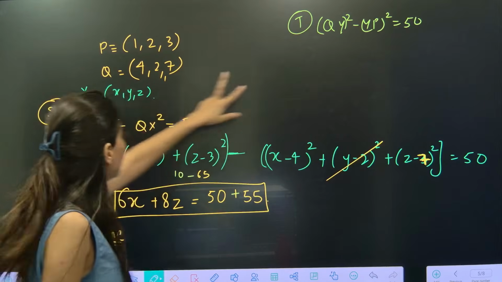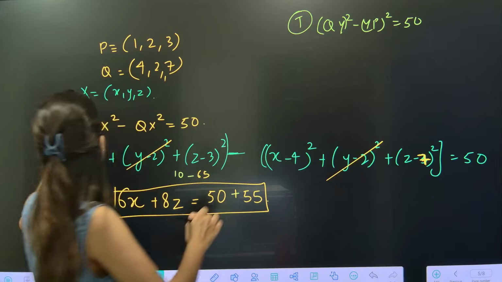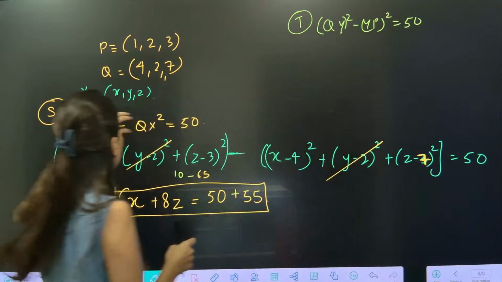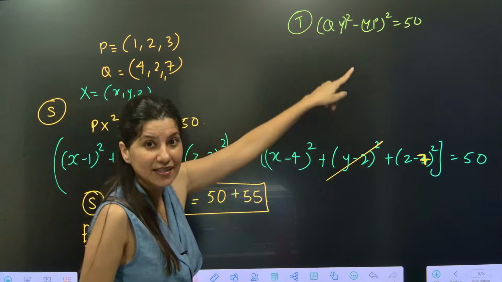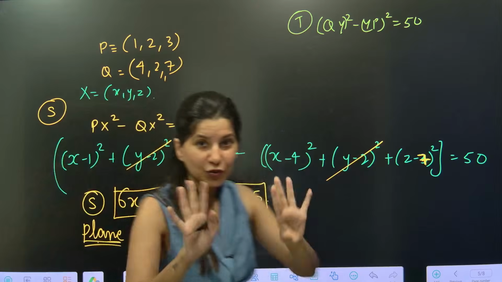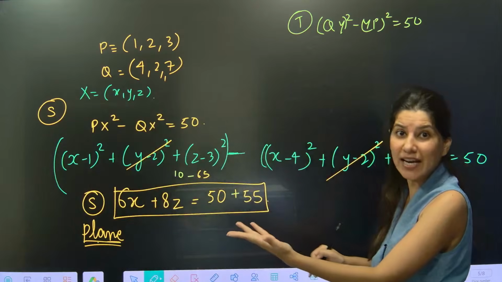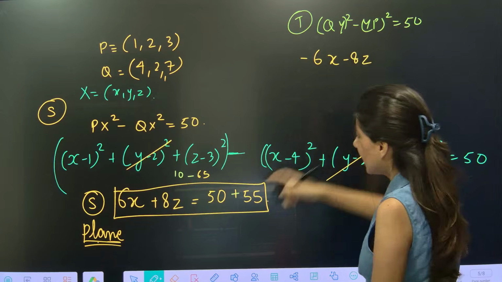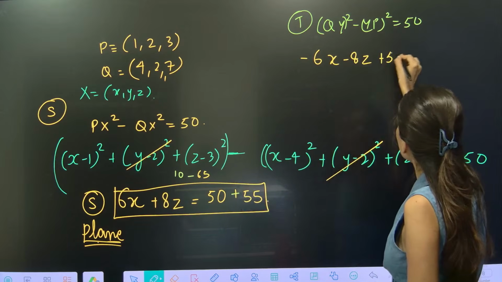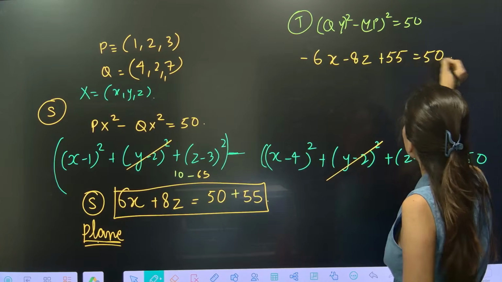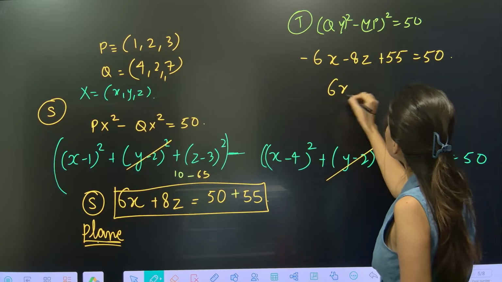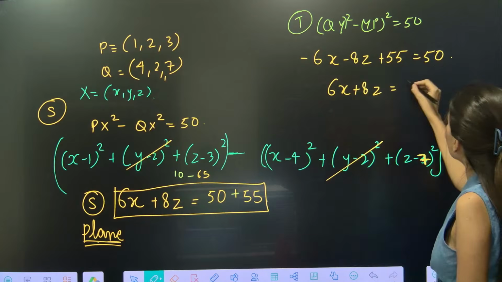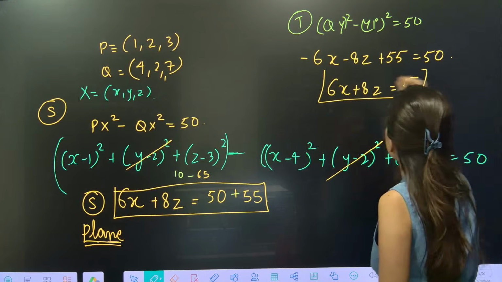Similarly, now T. What is the difference between S and T? Can you see this is exactly the negative? If you multiply the left hand side by negative, you will get this. So you don't have to do anything, just apply the negative sign on the left hand side. So minus 6x minus 8z, and this is plus 55 equals 50. So this is 6x plus 8z equals 5. So this is your T set.